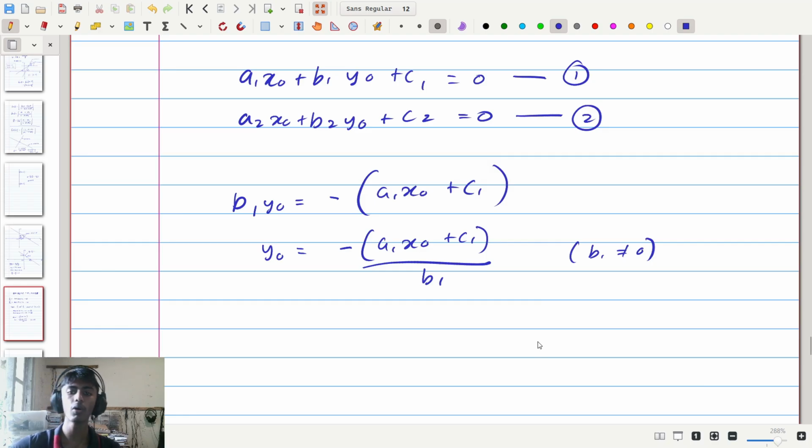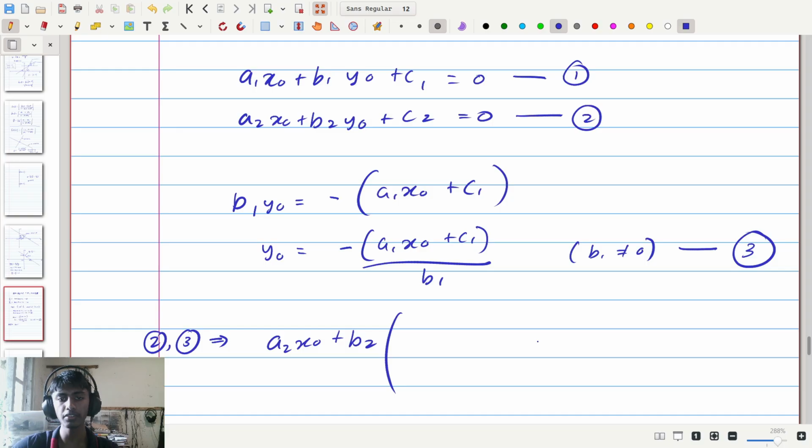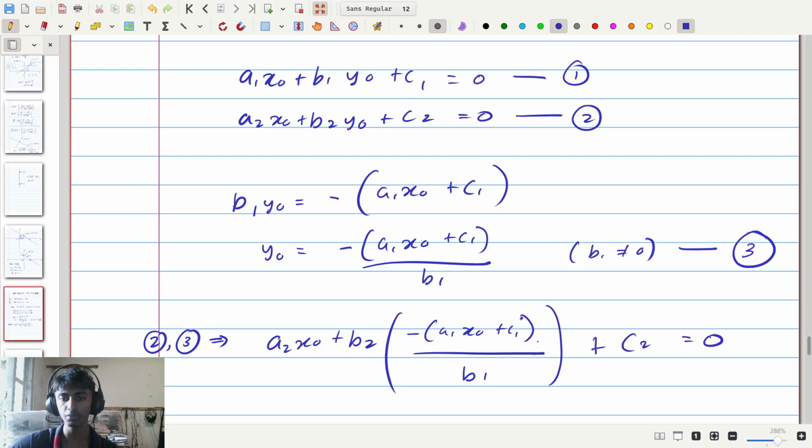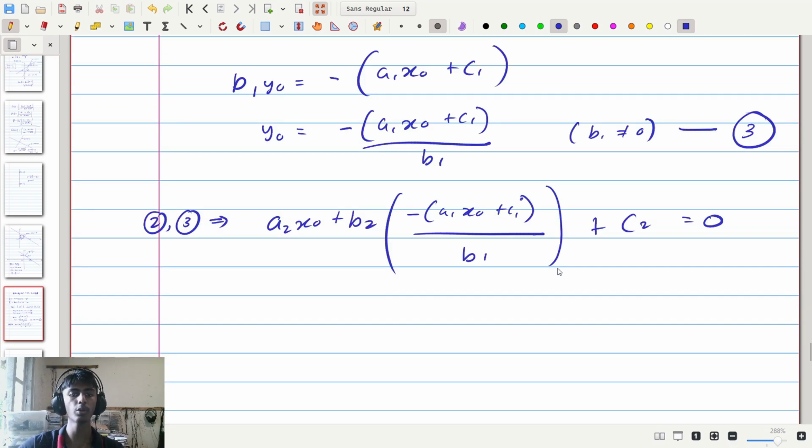Given this, let's now call this equation number 3 and substitute equation number 3 into 2. If we do that, what we get is a2 x0 plus b2 times the value of y0, which is negative a1 x0 plus c1, all divided by b1, and that thing plus the final constant c2 equal to 0. Now, let's multiply everything by b1, assuming of course that b1 is not equal to 0, which is what we thought initially. And given this, let's try to multiply everything out and get our answer.